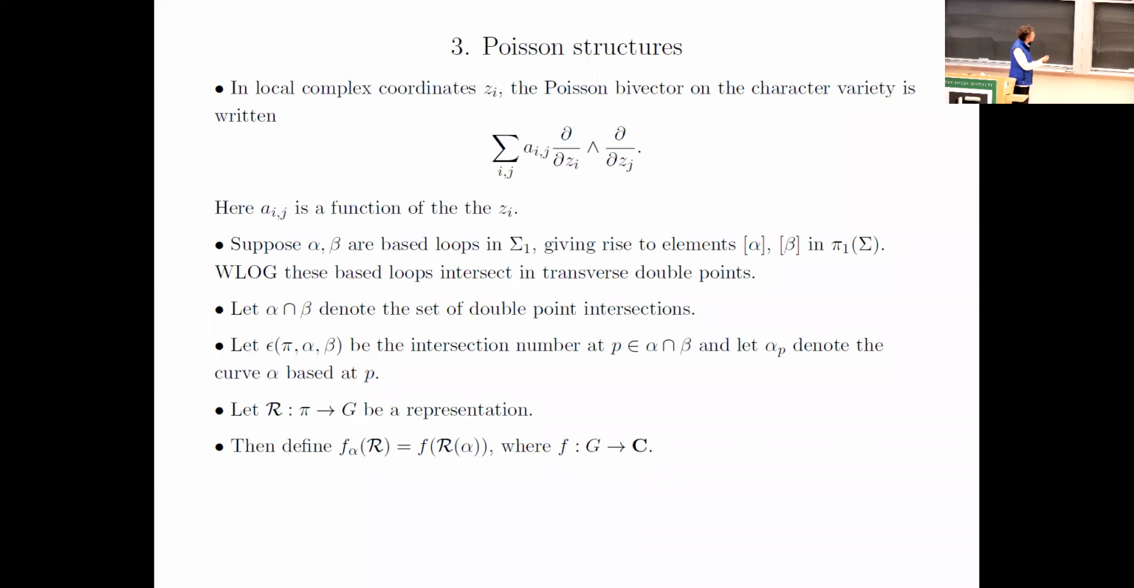So if alpha and beta are base loops in the surface Sigma_1, we'll write these as bracket alpha and bracket beta in the fundamental group. So we can assume that these base loops intersect in transverse double points. And I'll write alpha cap beta as the set of double point intersections. This is a finite set. And the intersection number at these points will be epsilon alpha beta. This is plus or minus 1. And we'll write a representation as script R.